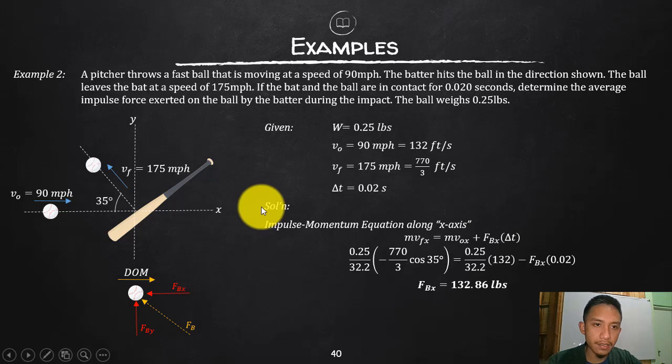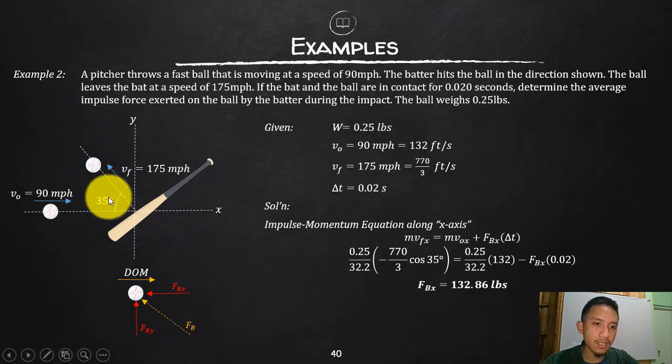And again, what we are trying to find here is the average impulse force, or just the force applied by the batter. The force applied by the batter, so that the ball, initially 90 miles per hour, will now be 175 miles per hour given that direction of 35 degrees. So what you expect is that the batter also applied the batting force in an inclined manner, so that this ball will bounce back in an inclined manner.